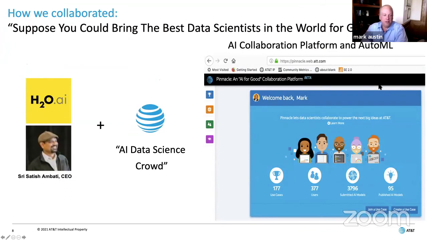So how do we do this? Well, I mentioned that we always love to collaborate. We always find that if you give any problem to one data scientist and multiply it out to many, at the end of the day, the ensemble of the results is the best. So we partnered with H2O. We also partnered with our own internal crowd of data scientists, and we have hundreds of those. And we put it on our own collaboration platform. This is where we do our leaderboards, and we compare results.